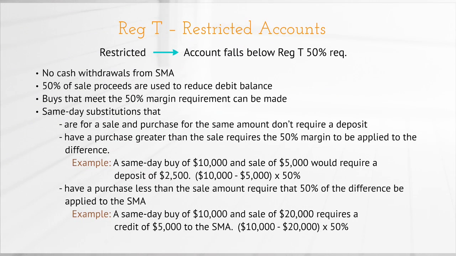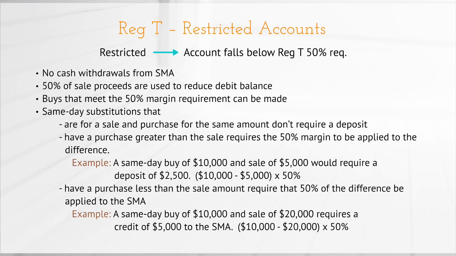Now, when we fall below our 50% Reg T requirement, we become a restricted account. Now, this isn't going all the way down to the maintenance margin of 25% where your securities start to get sold off. It's below the 50%. And we become a restricted account, which means there's a little bit more risk in the account. So there's a few changes that happen.